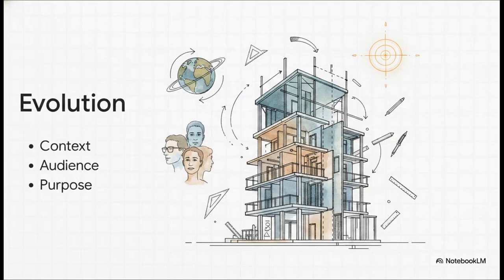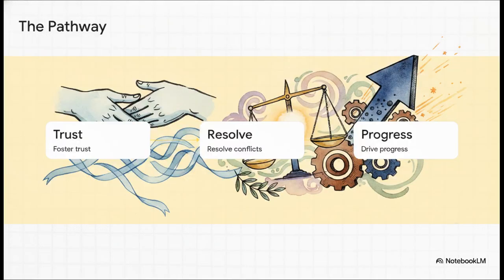But here is the thing. We have to remember this architecture is never static. It's a living, dynamic structure that must constantly evolve based on 3 moving targets: your changing context, your shifting audience, and your ultimate purpose for speaking in the first place. You pretty much have to renovate your approach constantly to fit the present moment. And when you do that, the payoff is absolutely immense.